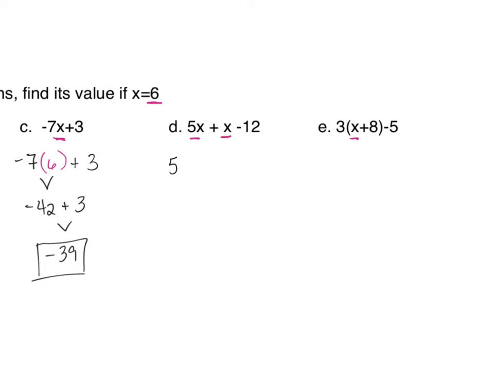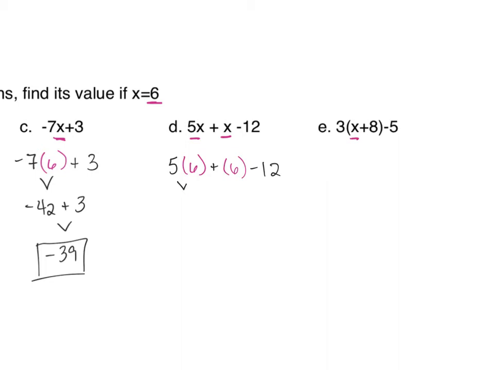Part D, 5 times 6 plus 6. I don't really need the parentheses there, but I try to make a habit of just putting parentheses anytime I substitute something in. There's a couple ways we could have done this. Some of you may have, when you looked at this, combined 5x plus x to get 6x. That's perfectly acceptable as well.